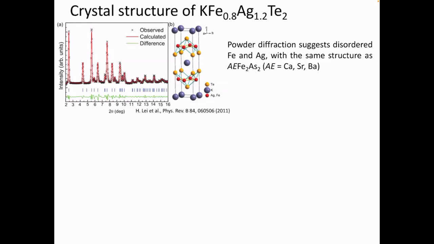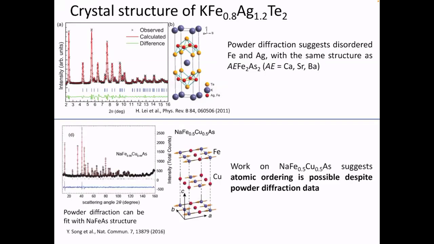Then we thought of a related work that we did during my PhD at Rice with Pengcheng and Qimiao, where we looked at the compound sodium iron copper arsenide. What we found there is that even when you do powder diffraction, it can be described by a disordered system. But when you measure it with single crystal, you actually see the transition metals are ordered. So this suggested to us that despite the report from the earlier work, the iron and silver in this compound may very well be ordered.